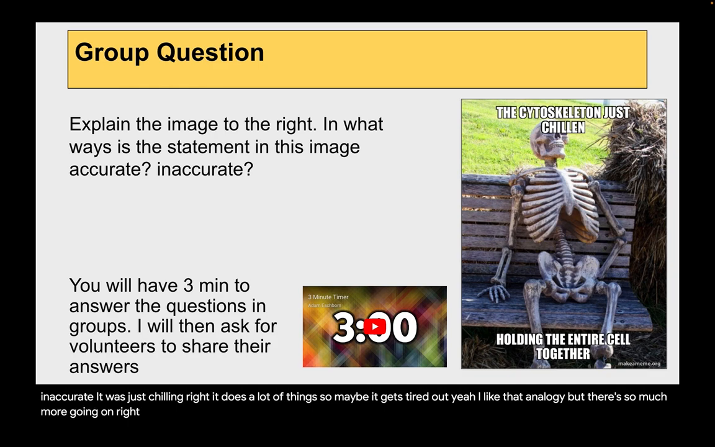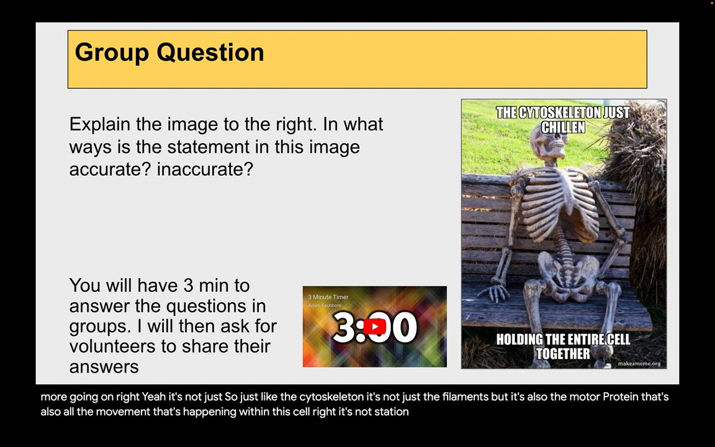Yeah, it's not just the cytoskeleton holding the cell together. So for some cells, there's a cell wall and other things like that. Structure. It's not just the cytoskeleton holding the cell together. So just think of the cytoskeleton, it's not just the filaments, but it's also the motor proteins. It's also all the movement that's happening within this cell. Right? It's not stationary and chill. All right, any questions about the cytoskeleton?